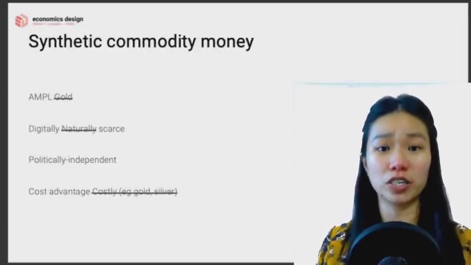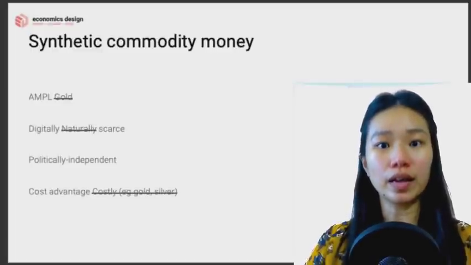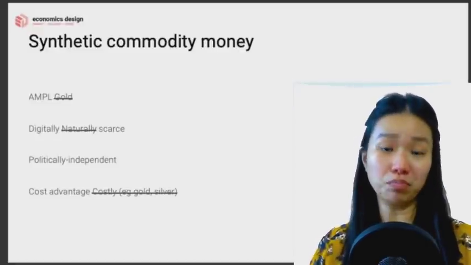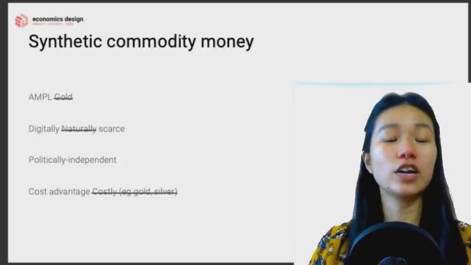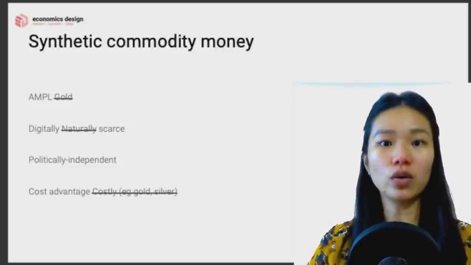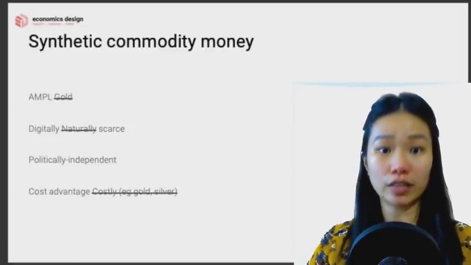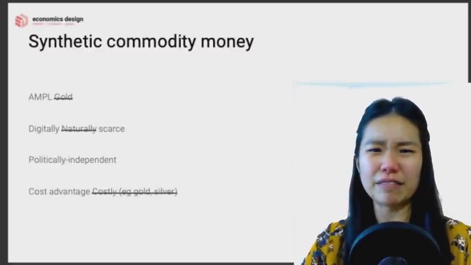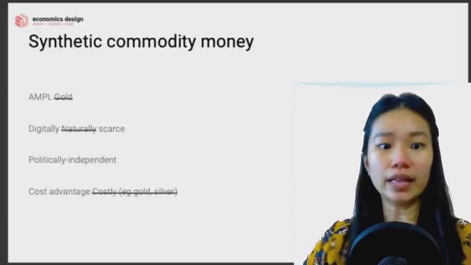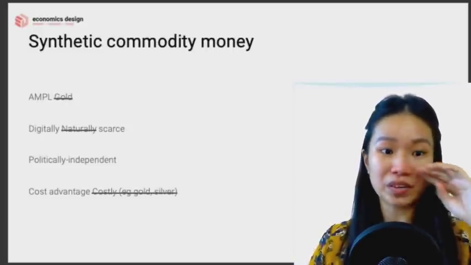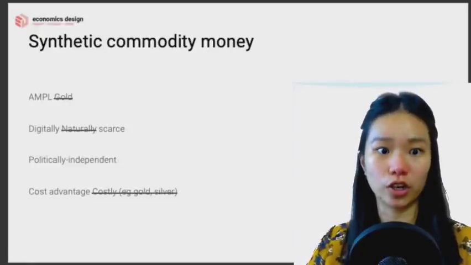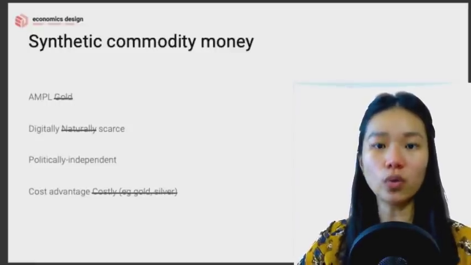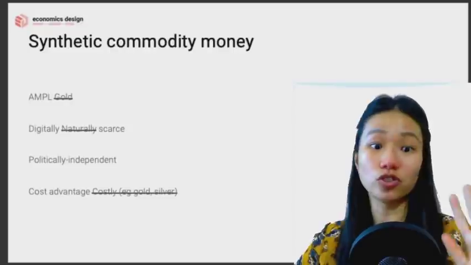So what is synthetic commodity money? Remember, we talked about how Ampleforth is a synthetic commodity money. So instead of gold, we have AMP, the token. Instead of naturally scarce, it's digitally scarce, because the only way to be increasing or decreasing the AMP tokens is by the smart contract. No one else can do that. I mean, you can buy a lot and invest in it, but still, the system will auto rebase to make sure that the price is always tending towards $1. It's politically independent because everything is governed. Remember, I told you, the governance is only by machines, is only by oracles, no humans involved.